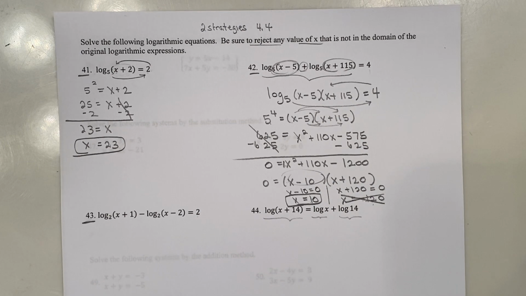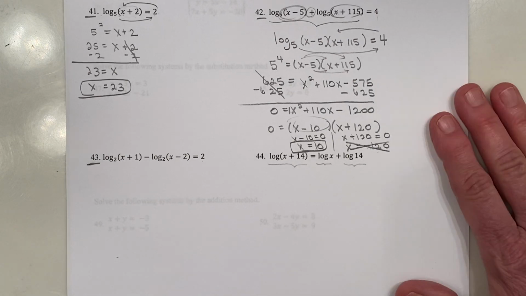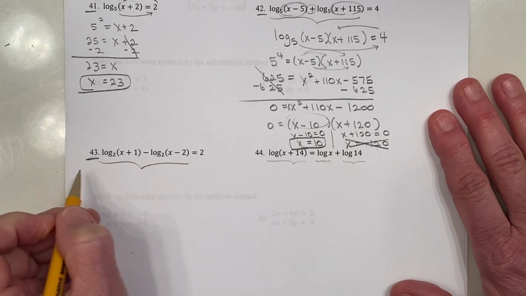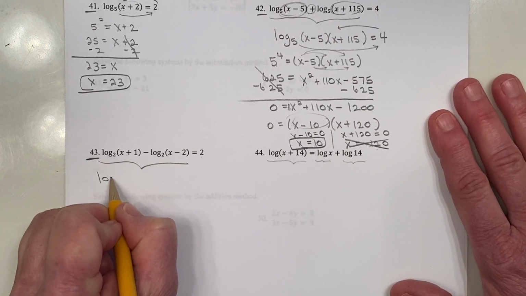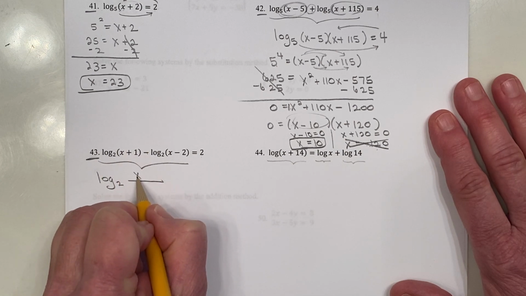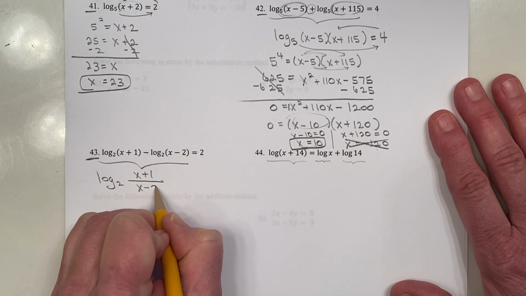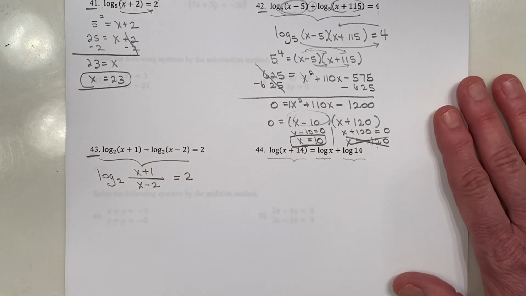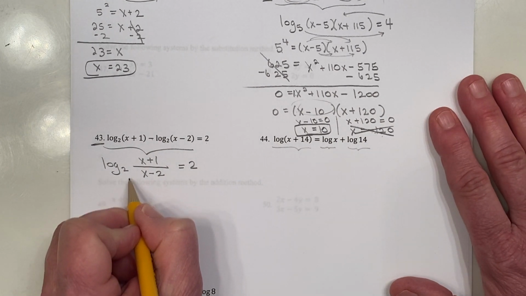Okay, 43. Let's combine these using the quotient rule, going from a difference back to a quotient. Change to an exponential.